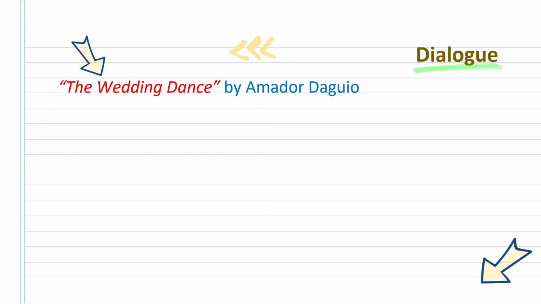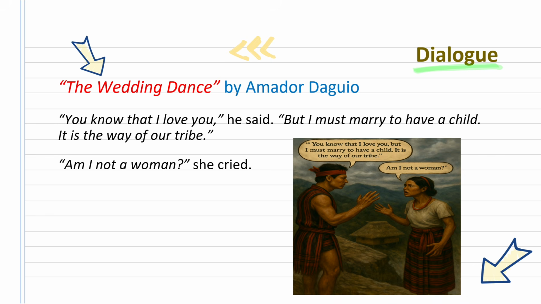Let us look into an exchange of dialogue between Awiyao and Lumnay. "You know that I love you," he said, "but I must marry to have a child. It is the way of our tribe." "Am I not a woman?" she cried.